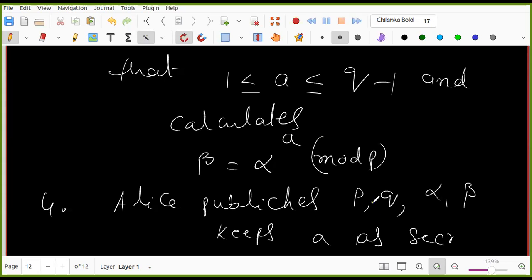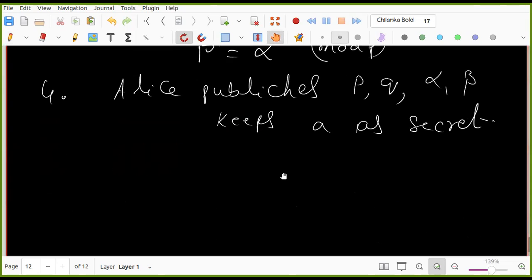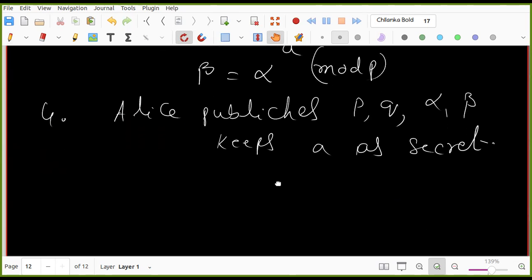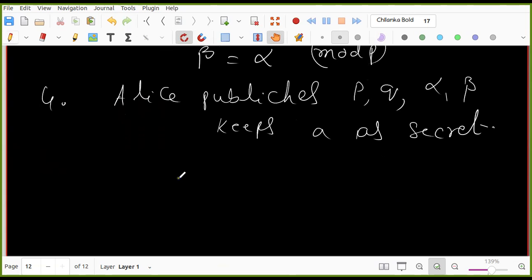So this is the overall key setup here. Now Q is also extra here. Alpha is not a primitive root, but alpha power Q equals 1 mod P. So instead of a primitive root, now I have alpha with alpha power Q equal to 1.